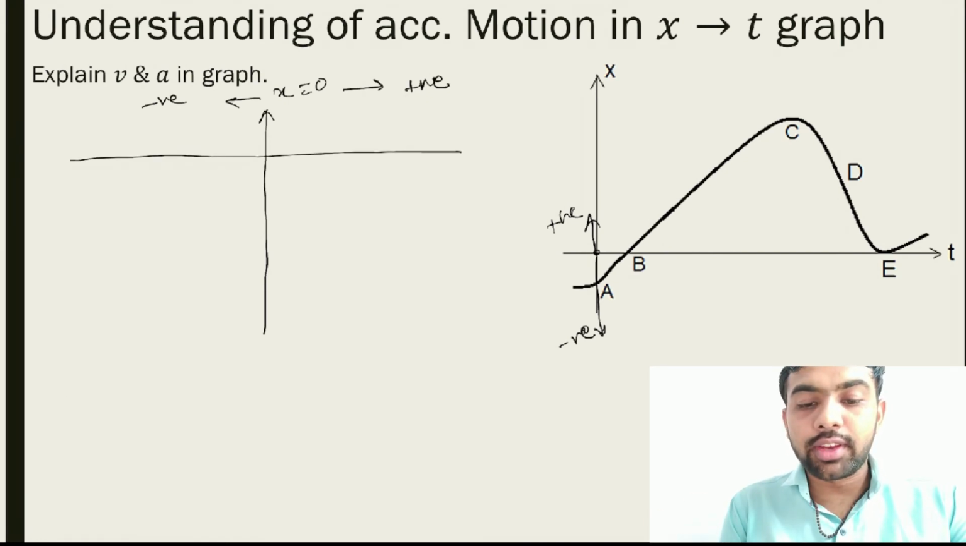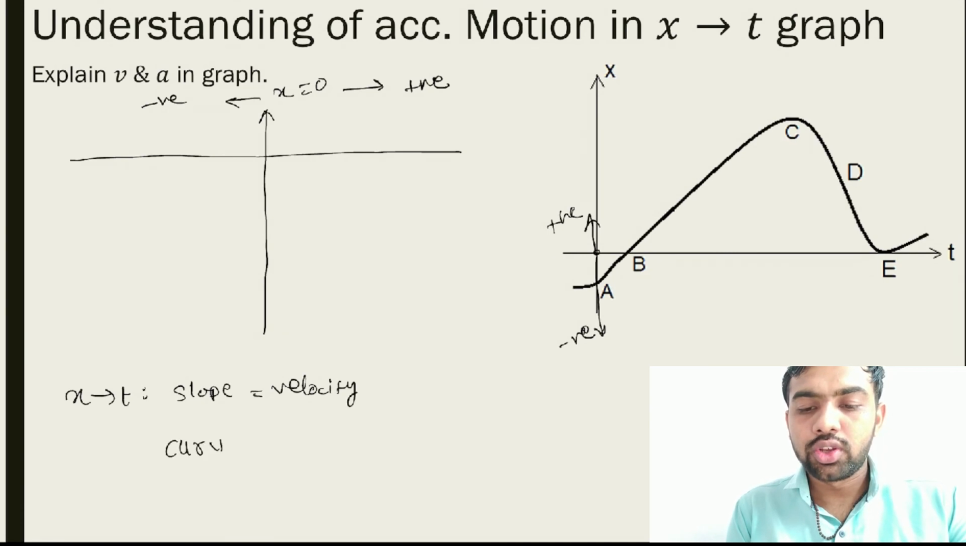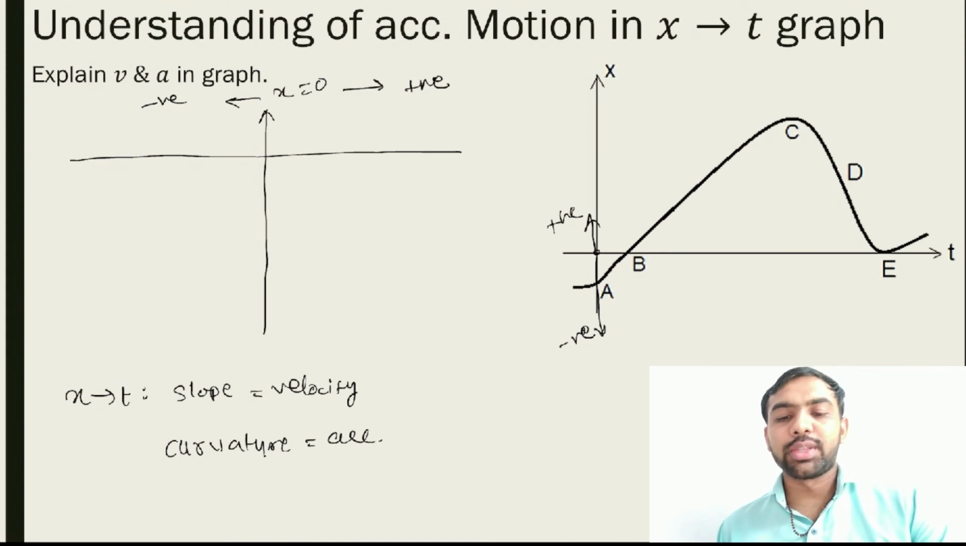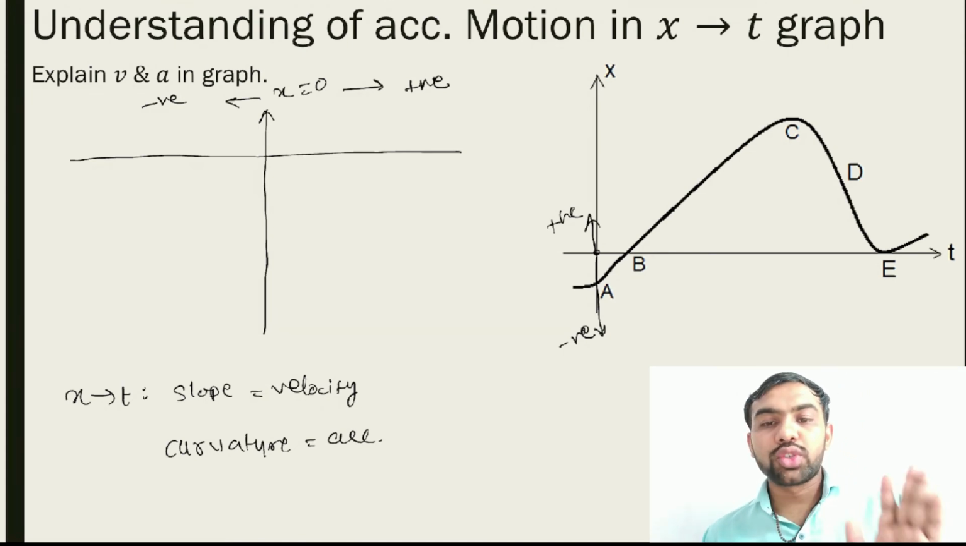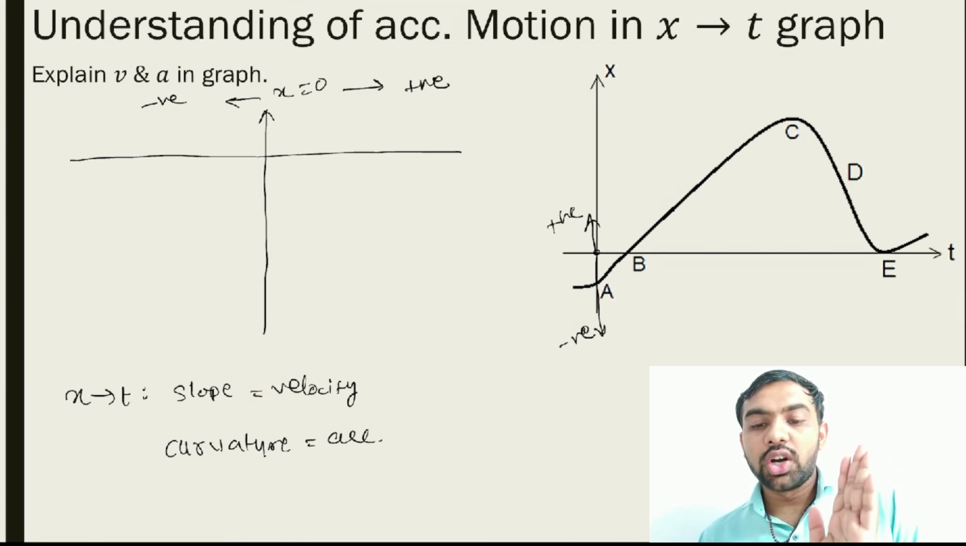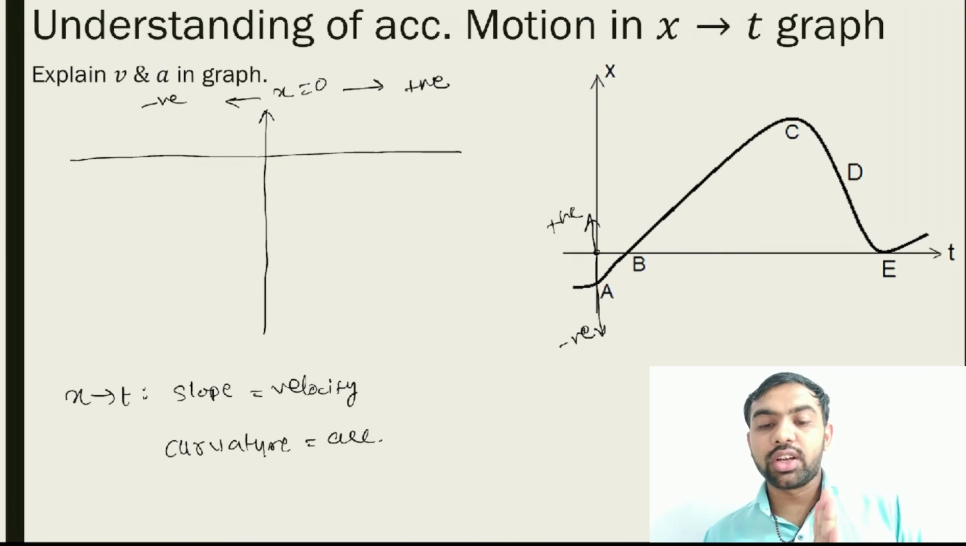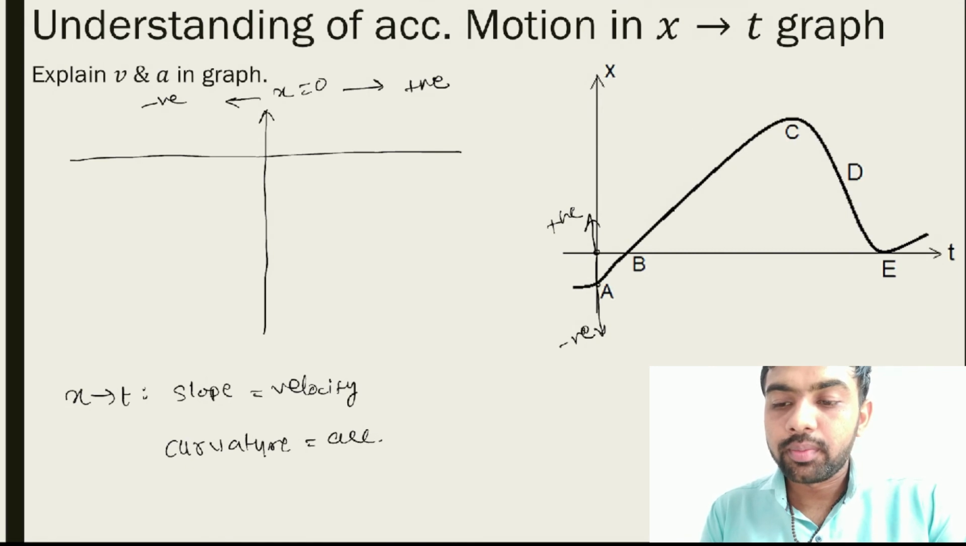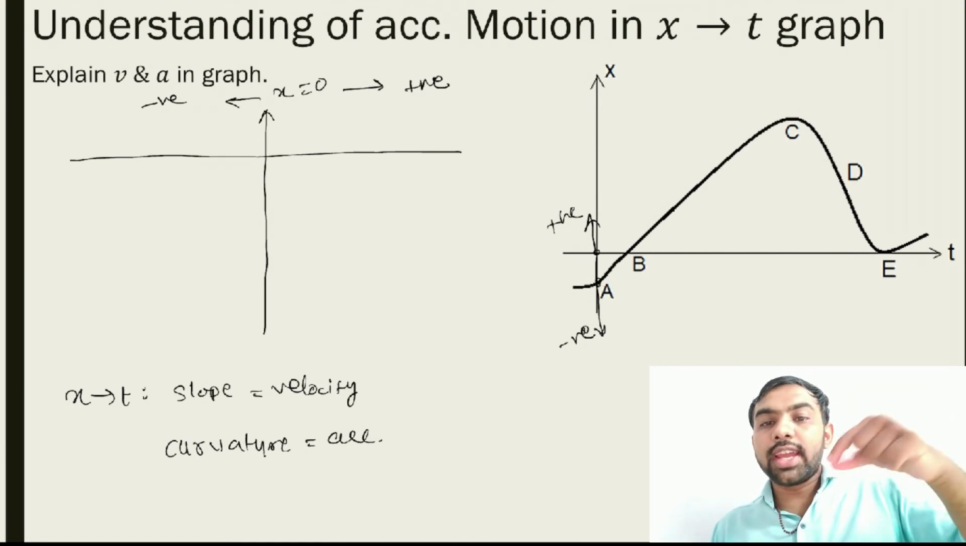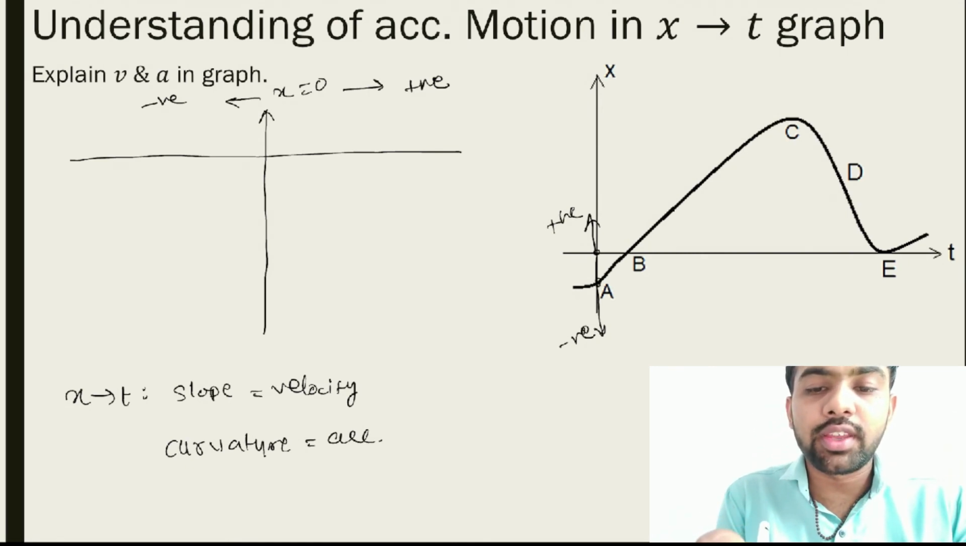In an x versus t graph, write down: slope is equal to velocity and curvature is equal to acceleration. पता ही है, slope in x versus t is velocity and curvature is acceleration. So if you think about point A, point A has a negative displacement. So point A is somewhere here.